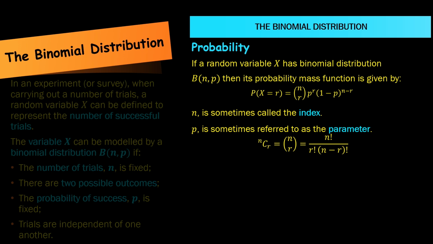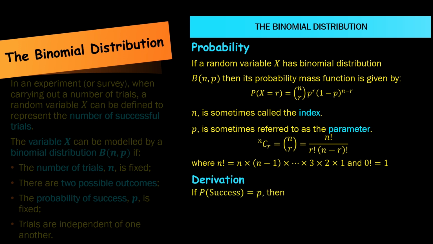n choose r equals n factorial all over r factorial times n minus r factorial, where of course n factorial is n times n minus 1 times all the way down to times 3 times 2 times 1, and 0 factorial equals 1. Also, if the probability of a success is p, then we can deduce that the probability of a failure is 1 minus p, since there are only two outcomes.